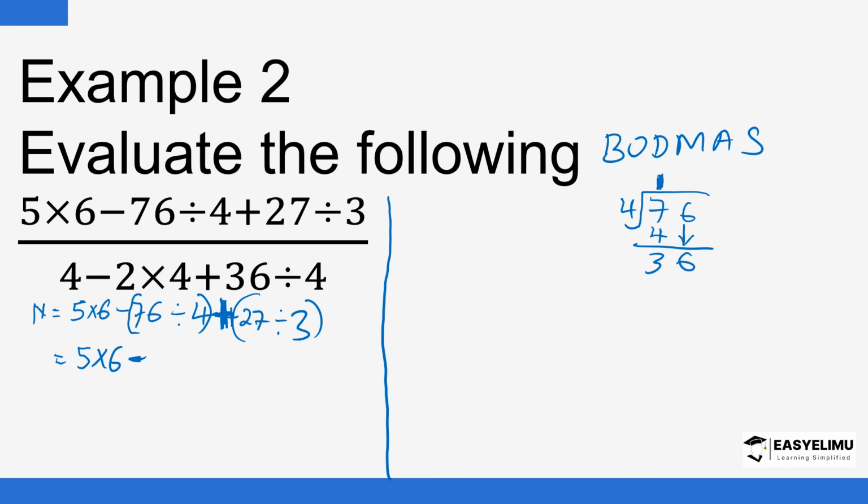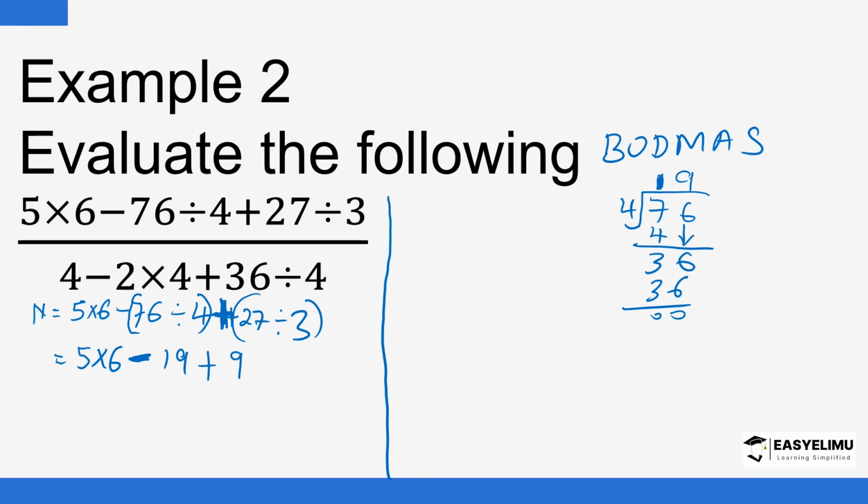Again, if you have trouble with division of numbers, you can always check from our previous videos on division of natural numbers. You can see how that is done. So 4 goes into 36 again, that is 9, and 9 by 4 is 36. So it means 76 divided by 4 is 19. So that's what I'll use here. So minus 19, and then you are adding 27 divided by 3 is 9.